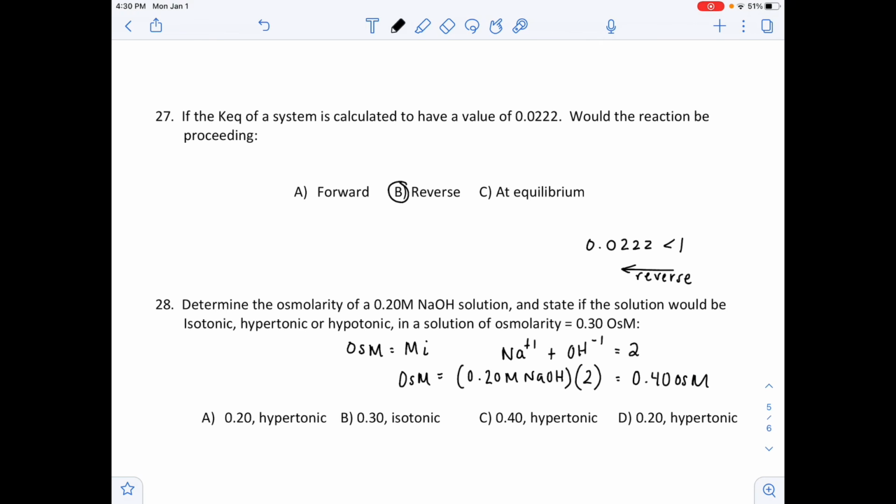And since the 0.40 OSM is greater than 0.30 OSM, which is the solution, then this is going to be hypertonic. So it's going to be option C is going to be the correct option, because our answer was 0.40, and it's hypertonic because it's greater than the 0.30, which is the osmolarity of the solution.